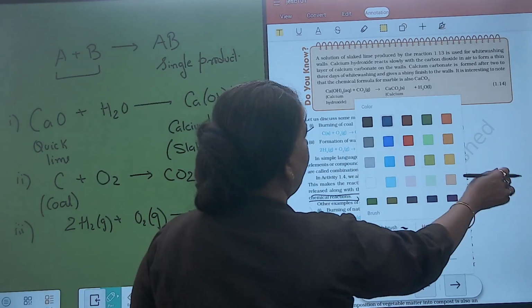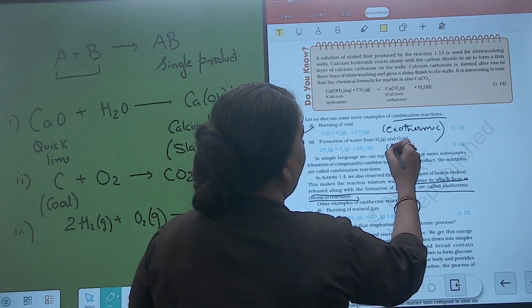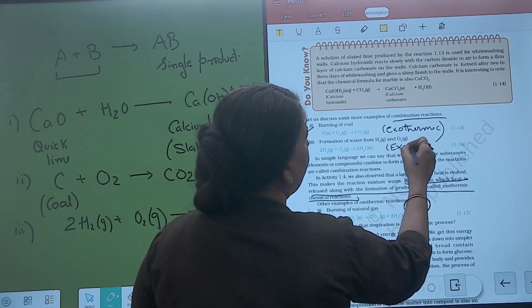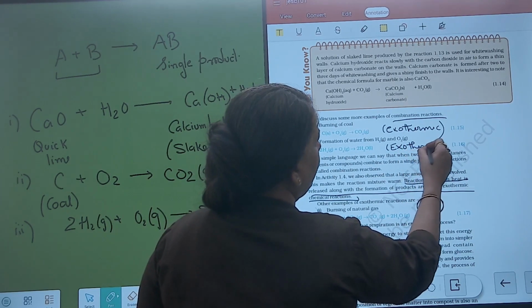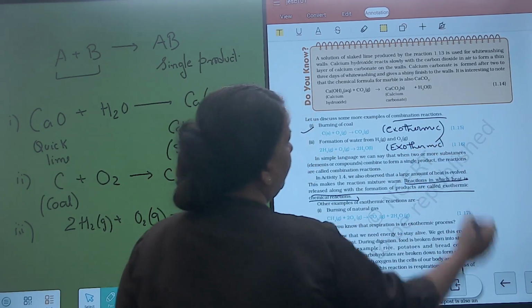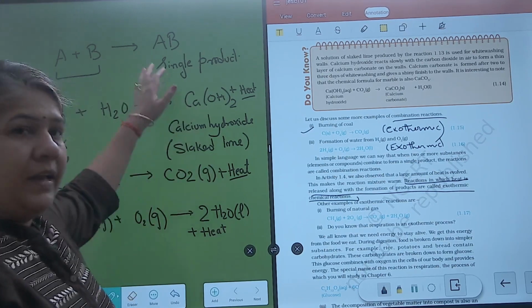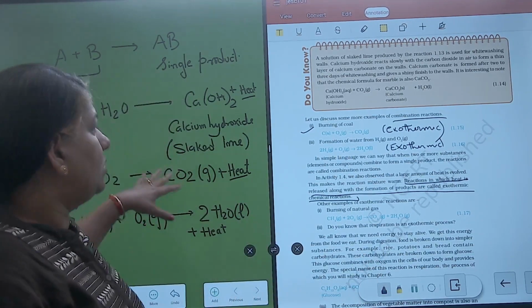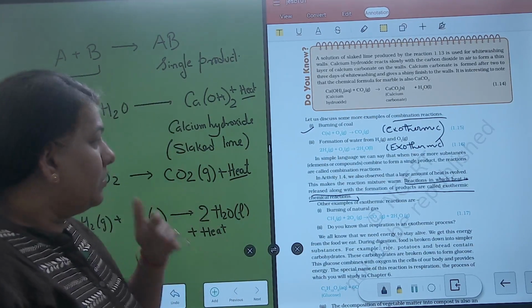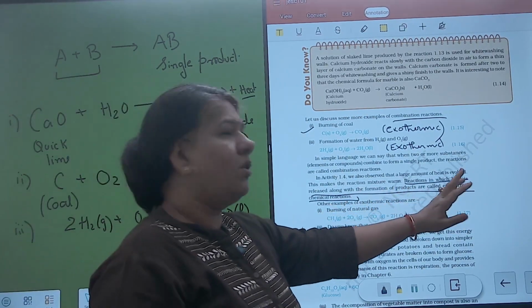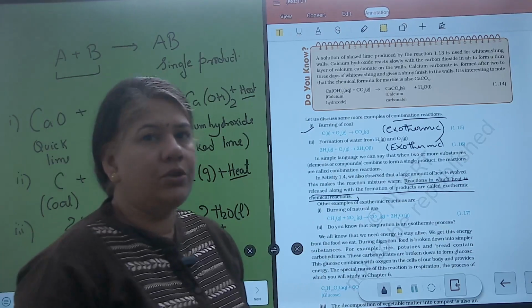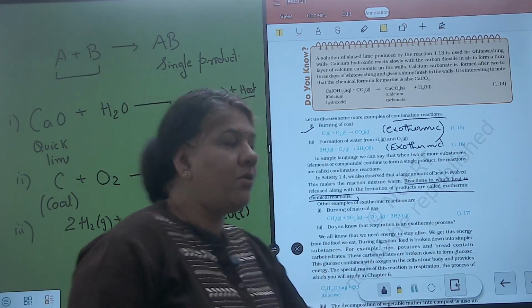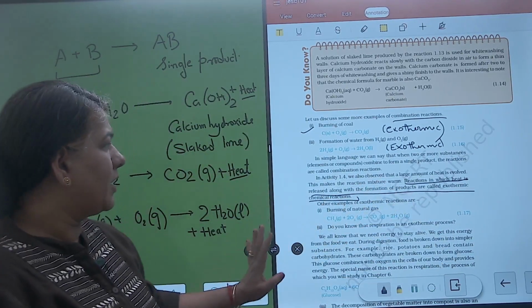So you can write here, this is also an exothermic reaction. So we are getting 3 examples of combination reaction which are also exothermic reaction. So from the definition it is clear all the reactions where heat will be produced or heat is released to the surrounding is called exothermic reaction.